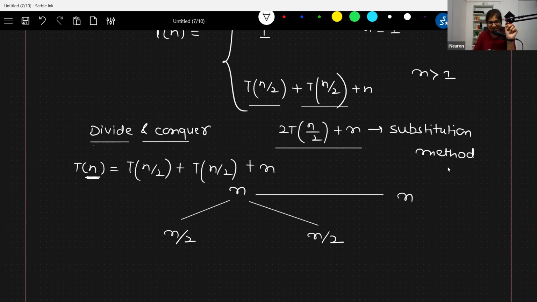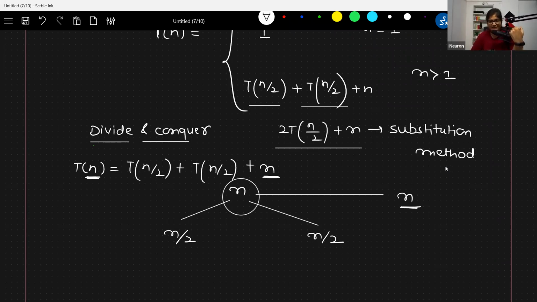Here, consider that we have a data structure which contains n records, and we are trying to split our data into two halves, n by 2 and n by 2 each. And this n shows us the cost required to do the split into n by 2 and n by 2, which is nothing but n. This is how you will interpret this equation.